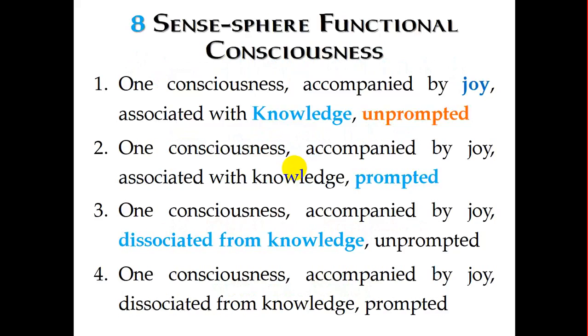Sense sphere functional consciousness. Actually, everything is the same. It corresponds to wholesome sense sphere consciousness. So one consciousness accompanied by joy, associated with knowledge and prompted, right? The first 4 are associated with joy, so that will be 1 to 4, right? The first 2 are associated with knowledge, and the last 2, 3 and 4, dissociated from knowledge.